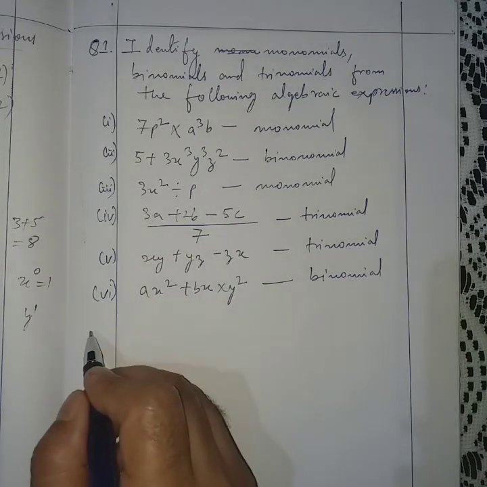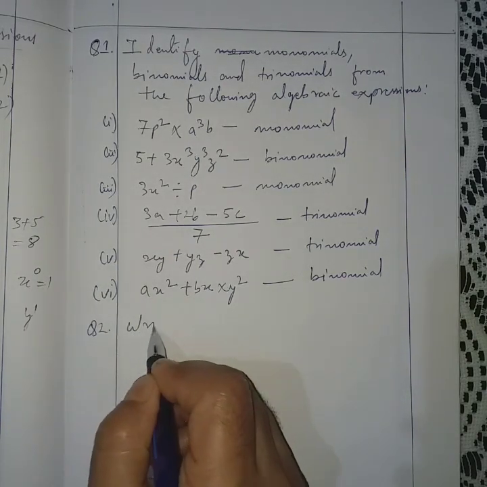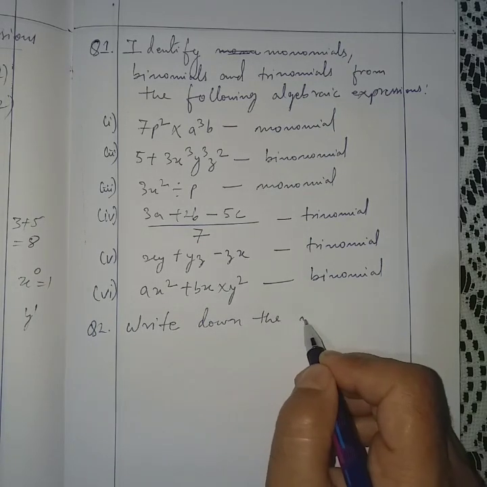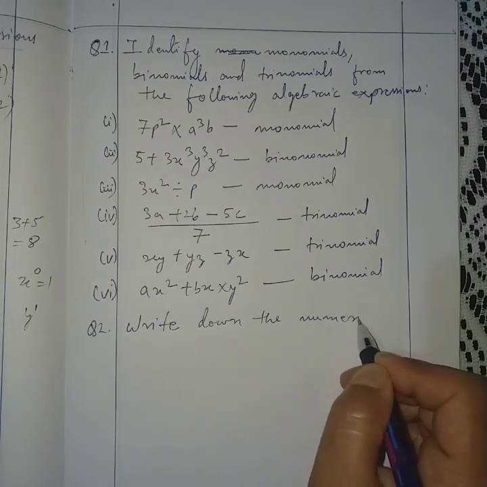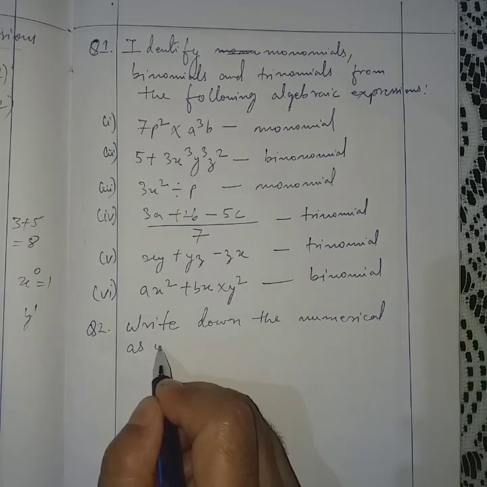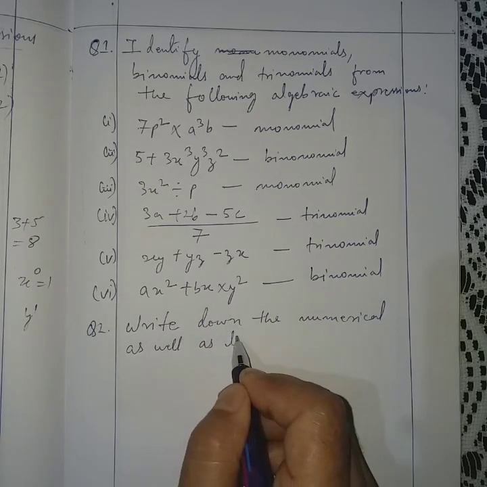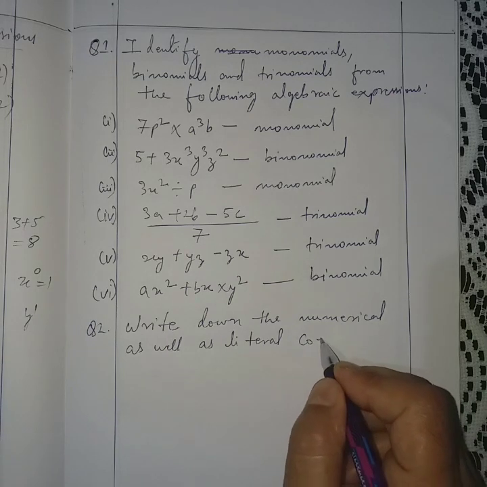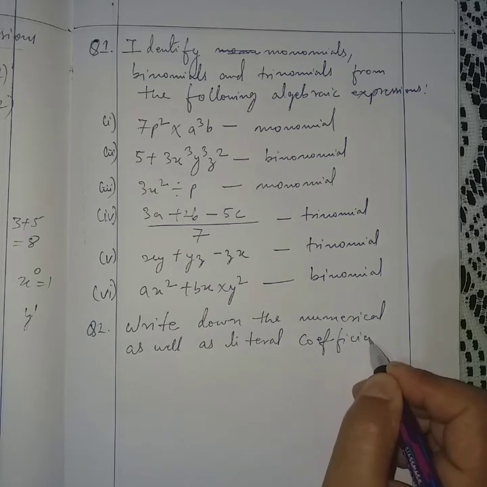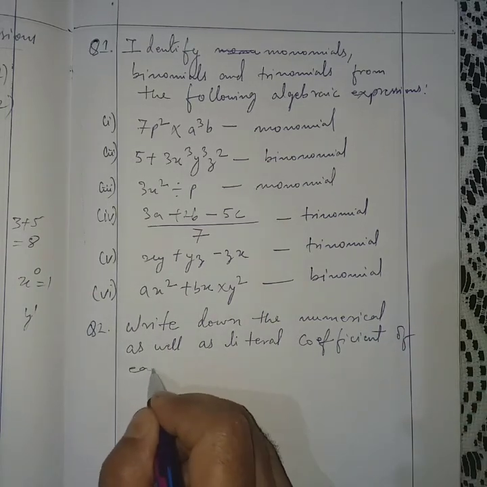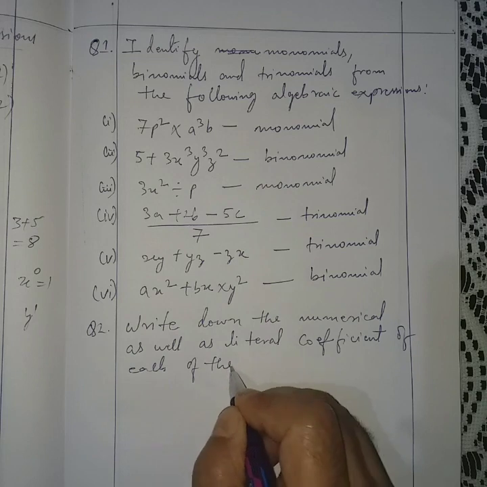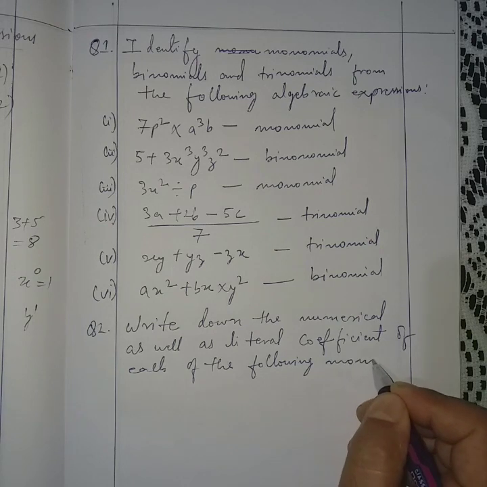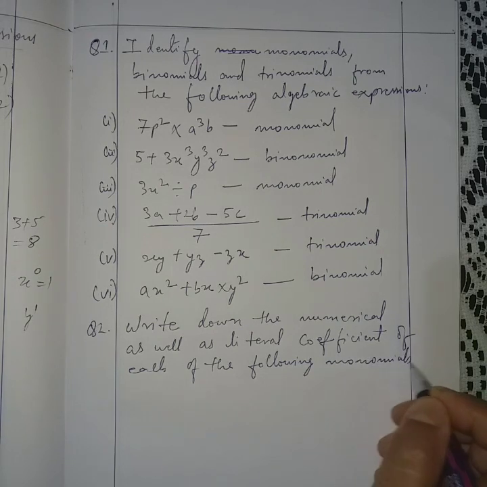Now the next question is 2. Write down the numerical as well as literal coefficients of each of the following monomials. So this is the question.